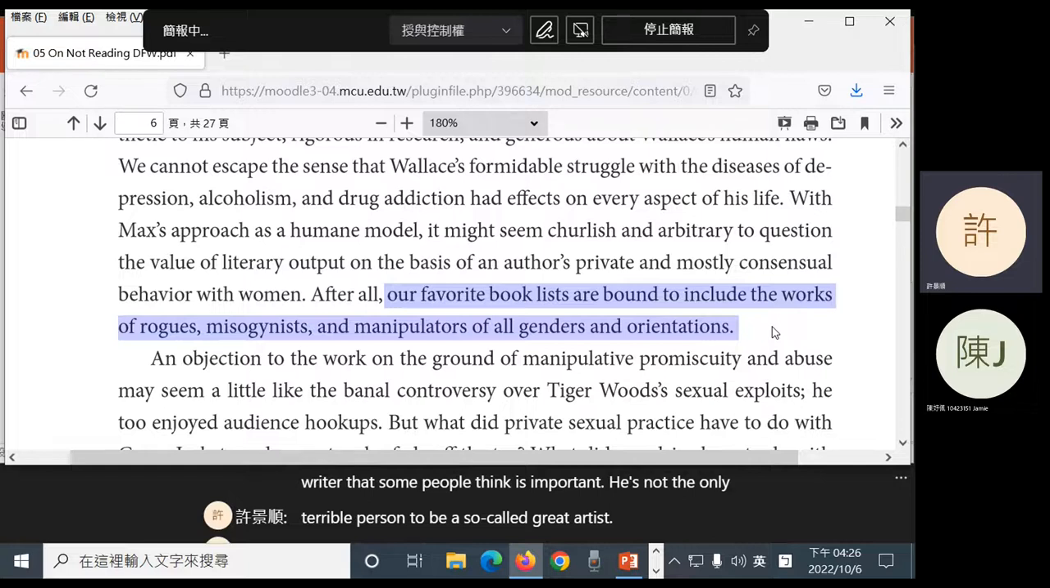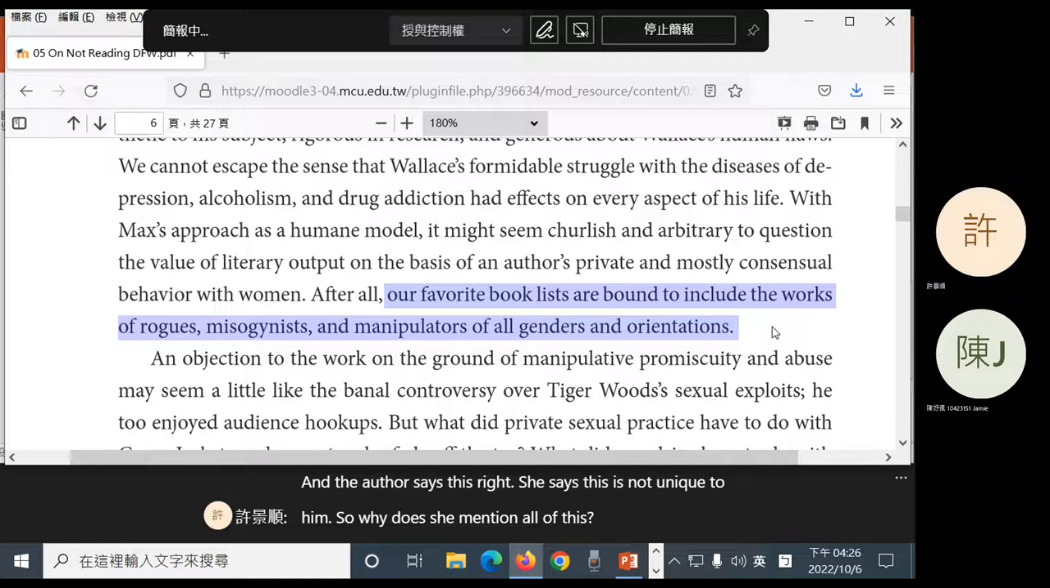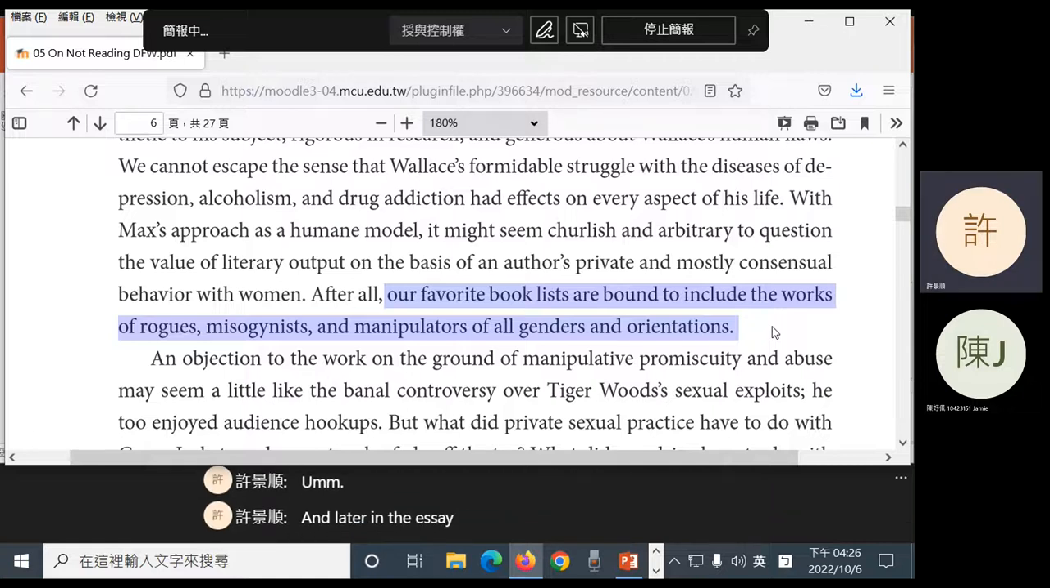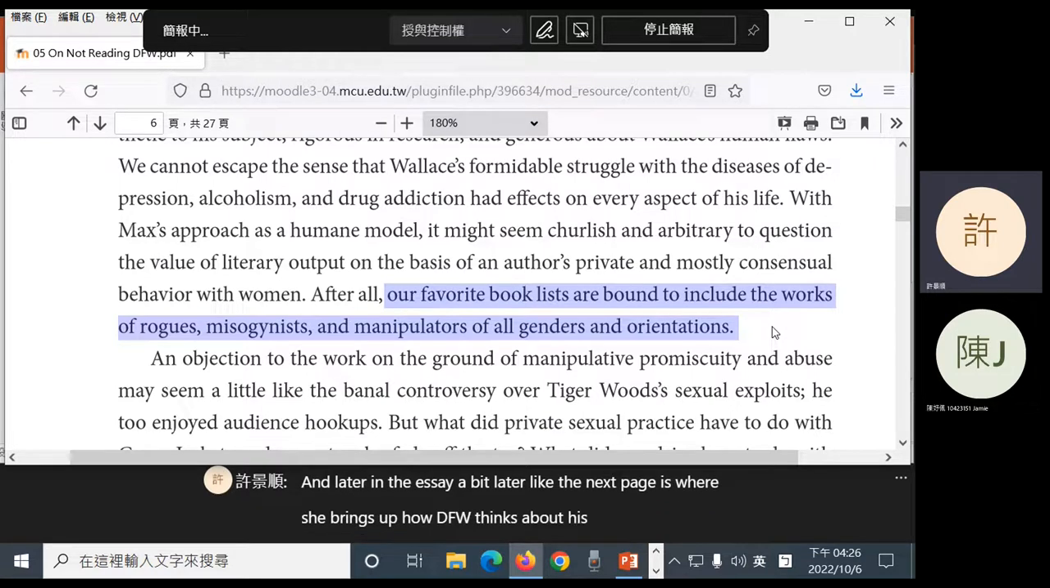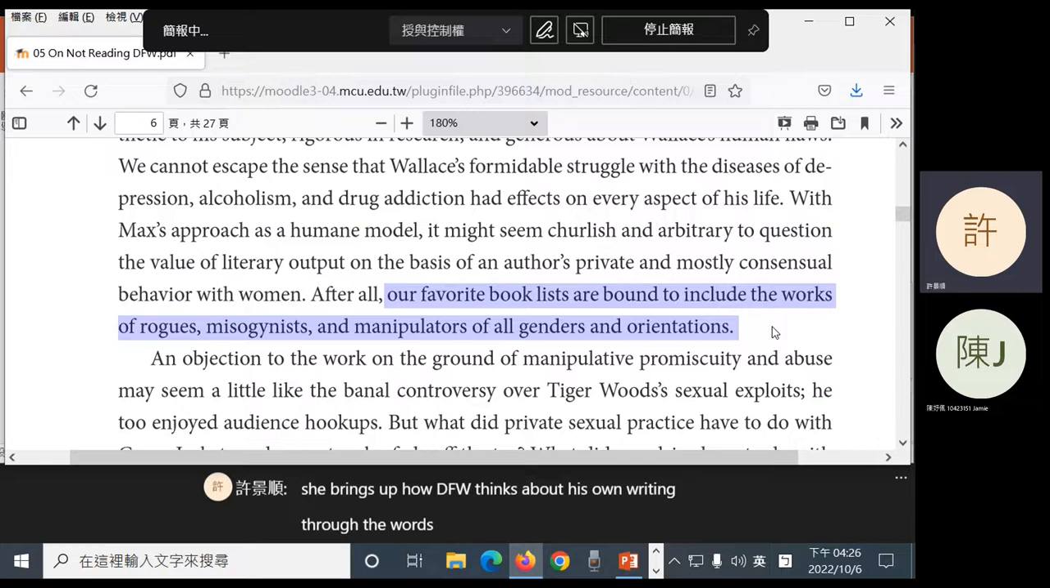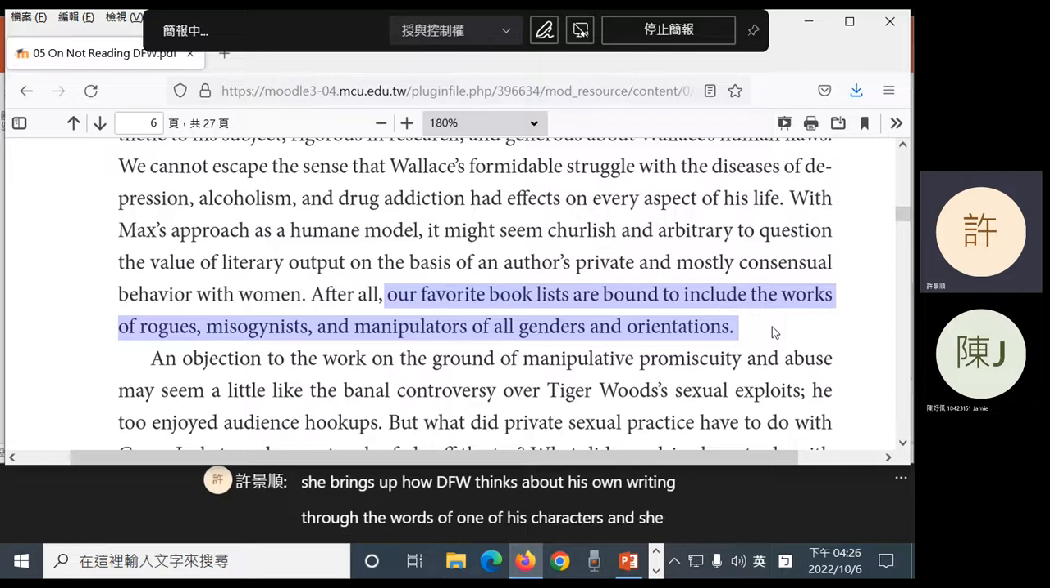And the author says this, right? She says this is not unique to him. So why does she mention all of this? Later in the essay, a bit later, like the next page, is where she brings up how DFW thinks about his own writing through the words of one of his characters. And she also explains why she thinks of that character as representing the author, because DFW himself said that that character was very much like his own thinking.